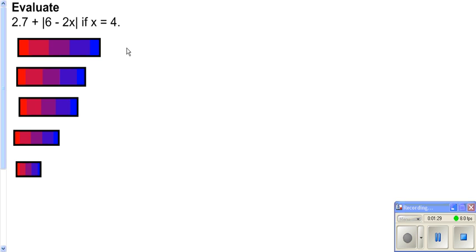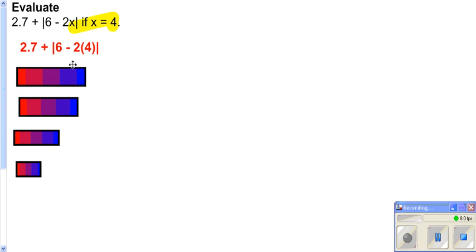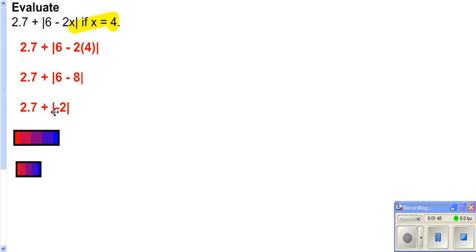So here we need to evaluate. In other words, we need to take our value of 4 and just go ahead and plug it in for our x. Well, if we plug that in, we get this. Now we just simplify what's on the inside. 6 minus 8, which is a -2. Absolute value of a -2 is a +2. And then we're going to add together and we get 4.7.